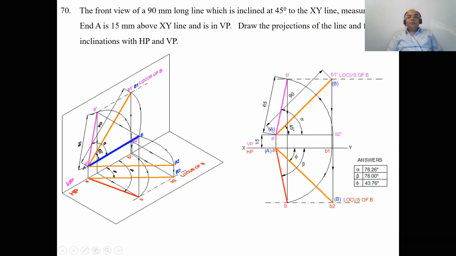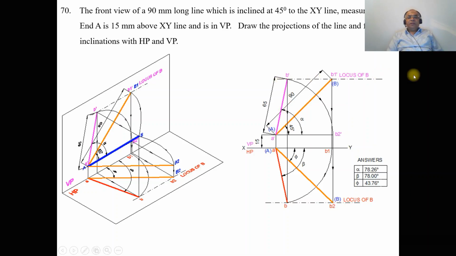As we know that the front view line is 65 mm, with A dash as center, by using the compass, cut an arc, measure a length of 65 and cut an arc on the locus of B and mark this point as B dash. Then join A dash B dash with a dark line.